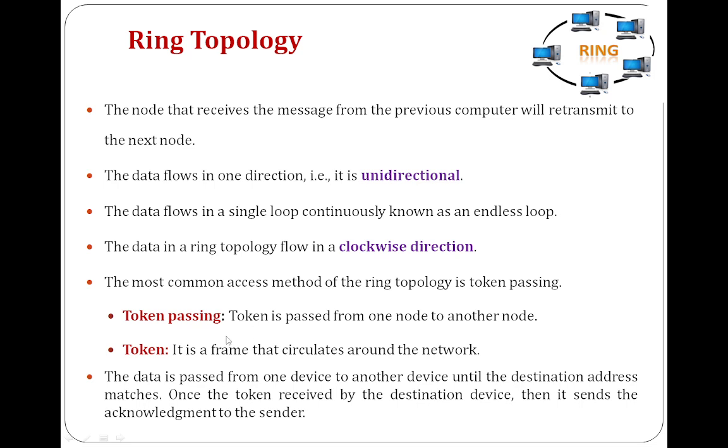And the next one is the token passing mechanism. The token is passed from one node to another node. When a node receives that token, then it has a chance to send the packets.